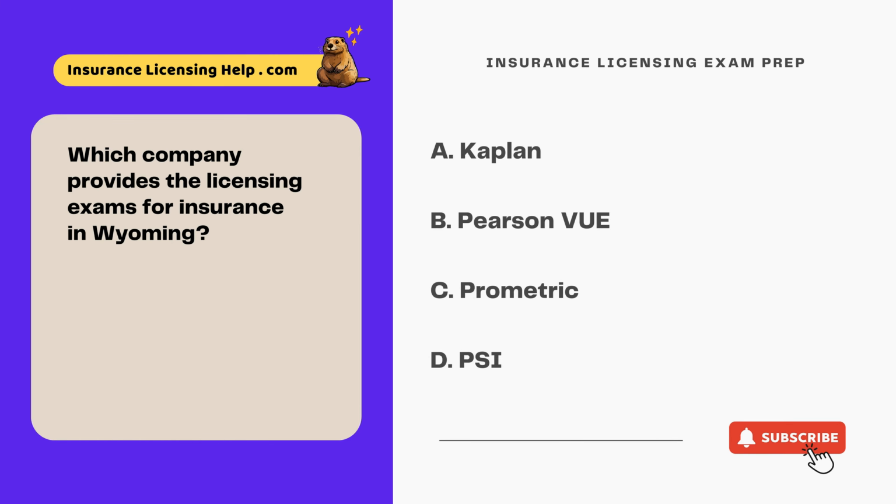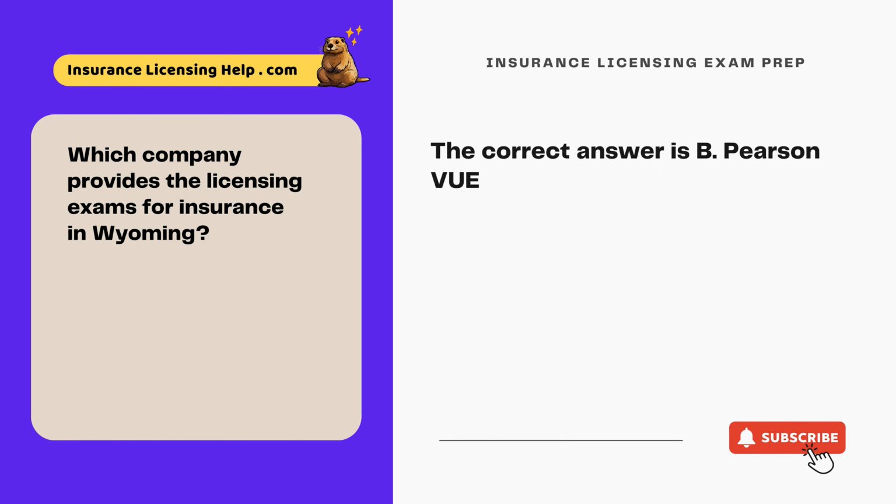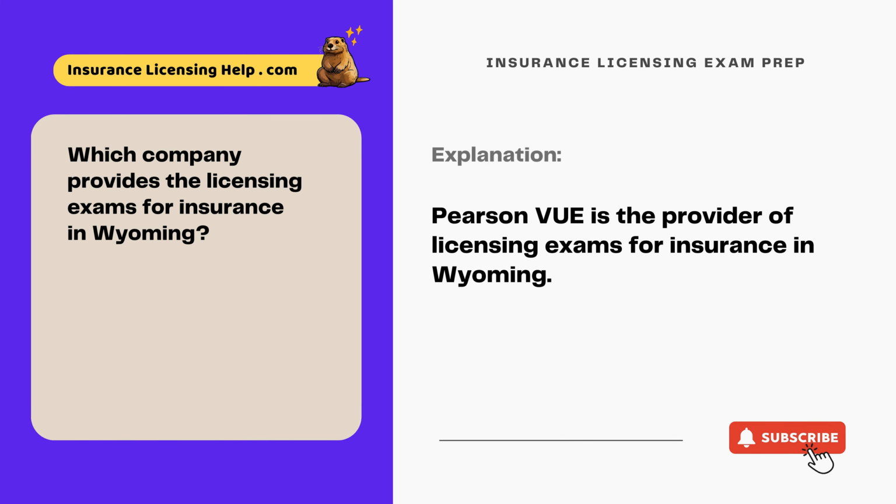Which company provides the licensing exams for insurance in Wyoming? A. Kaplan. B. Pearson VUE. C. Prometric. D. PSI. The correct answer is B. Pearson VUE. Pearson VUE is the provider of licensing exams for insurance in Wyoming.